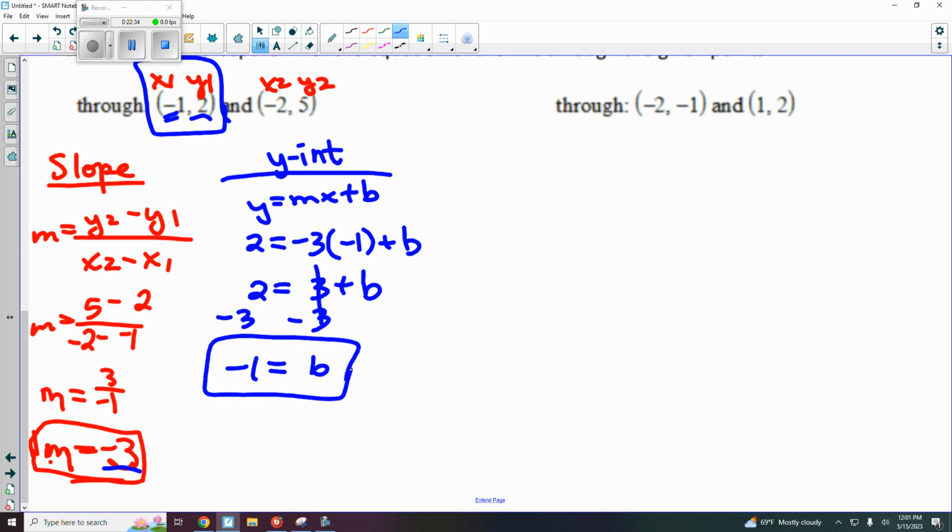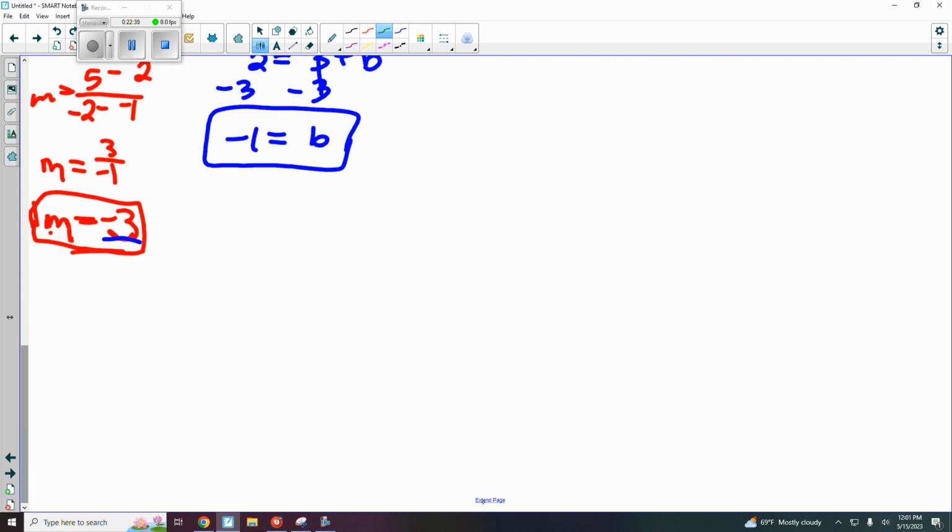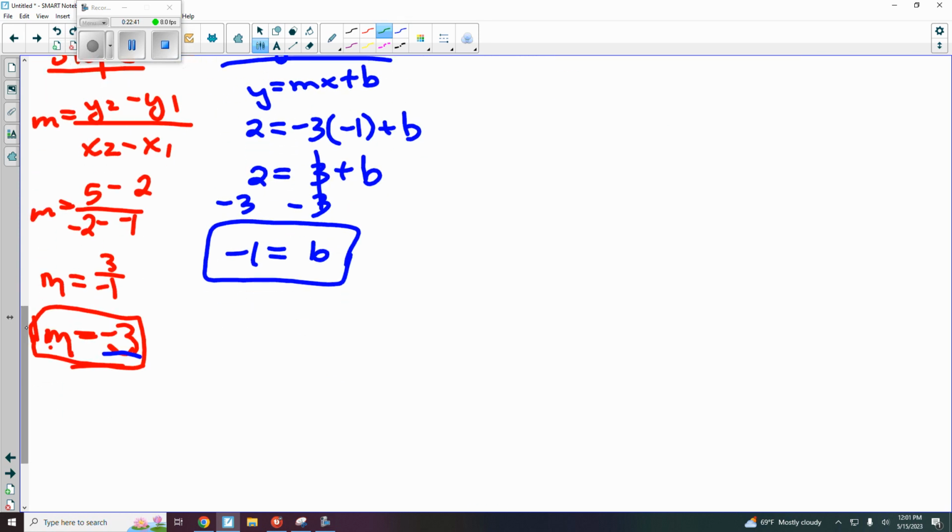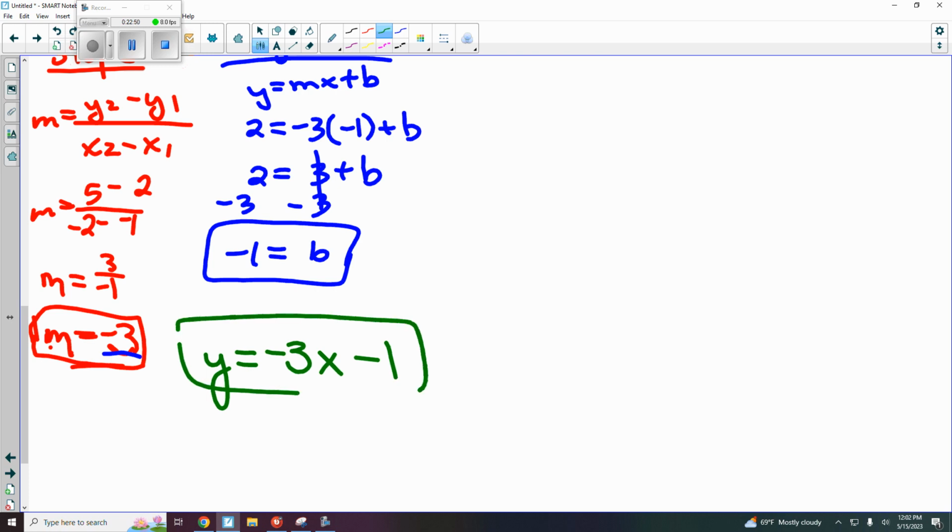So now we have our slope, we have our y-intercept. Last little bit, write the formula. So we're going to have y equals, and it's m, which is negative 3. The x has to stay with it, so can't forget your x. And then minus 1 is your b, and we're good.